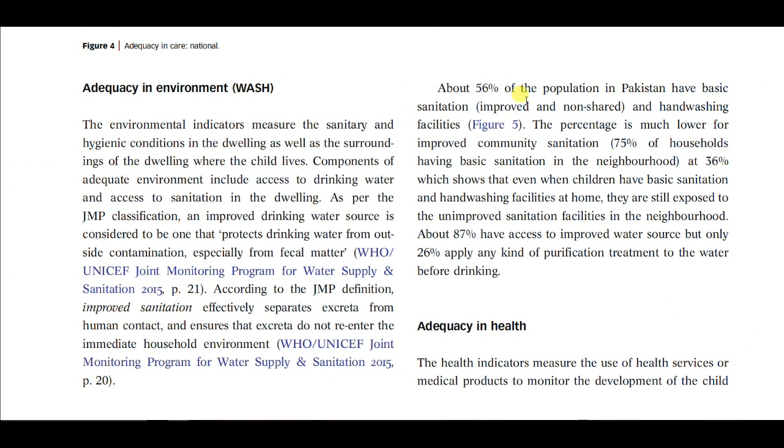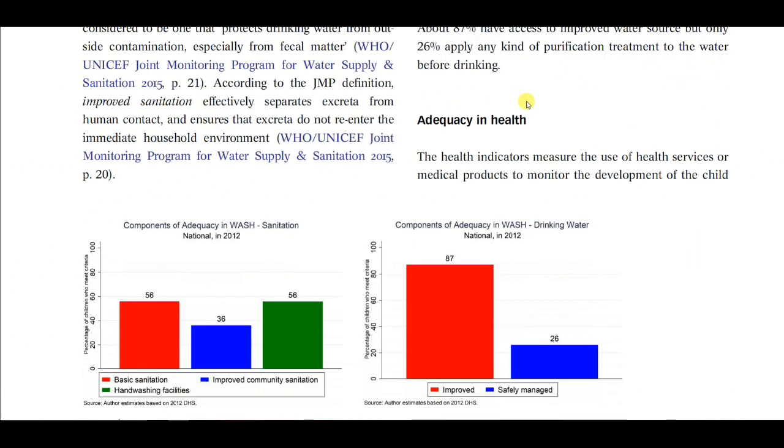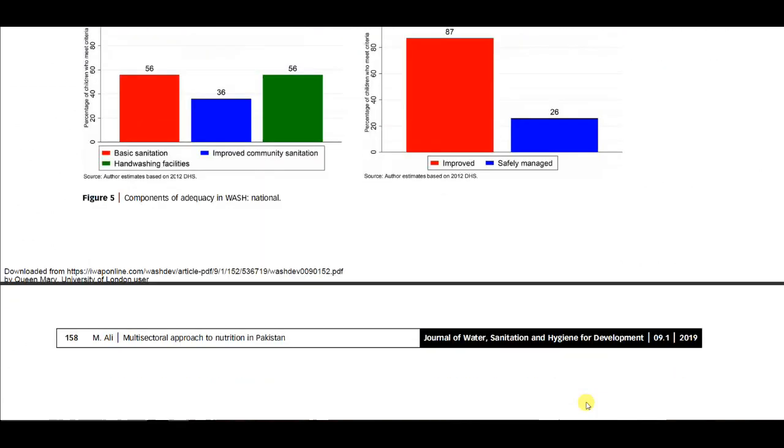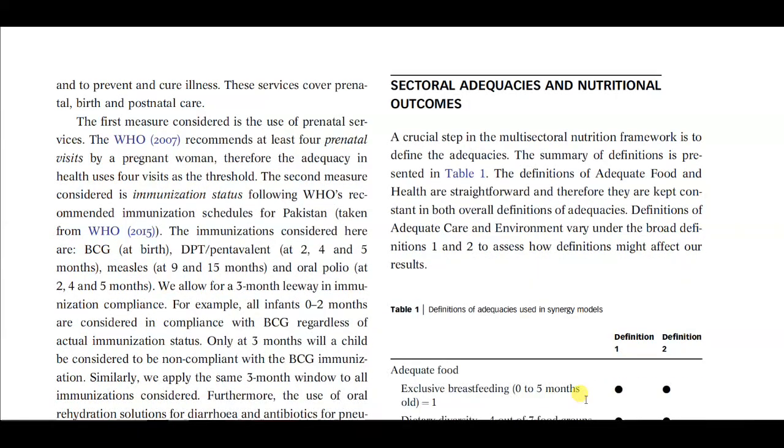in access to environment. All right, and adequacy in health means that the child, or mother of the child, has access to health services. And we measure this by the access to prenatal services. We consider a mother to have access to adequate care when at least 4 visits were made for prenatal checkups.